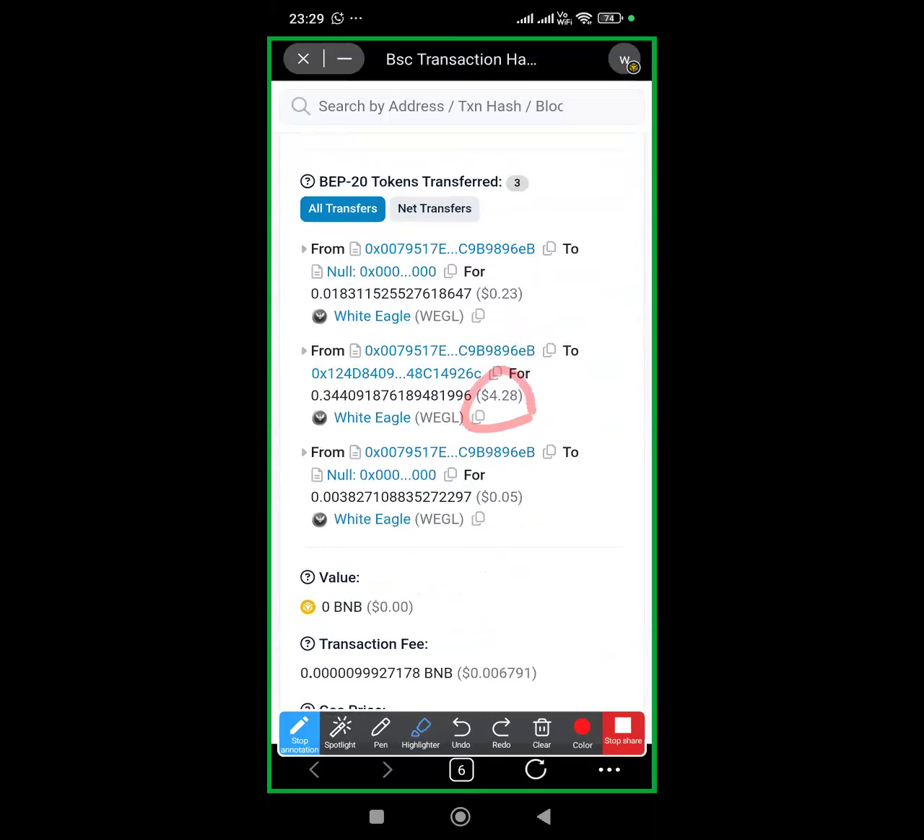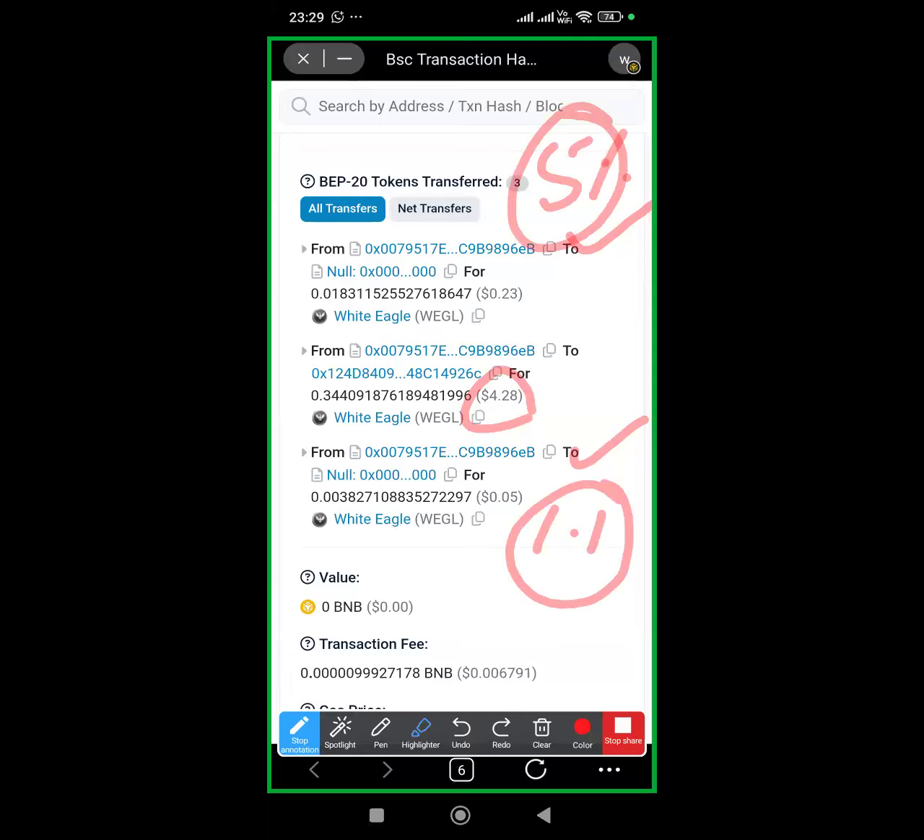Now with this 4.28 you can see one fee is this and one fee is this. So what is this fee and what is this fee? This is the 1.1% transaction fee. This is the 5% withdrawal charge. So whenever you withdraw, 1.1% is the transaction fee and 5% is the withdrawal charge. So the total deduction is 6.1%.